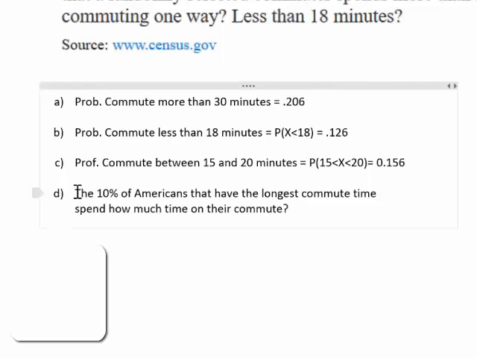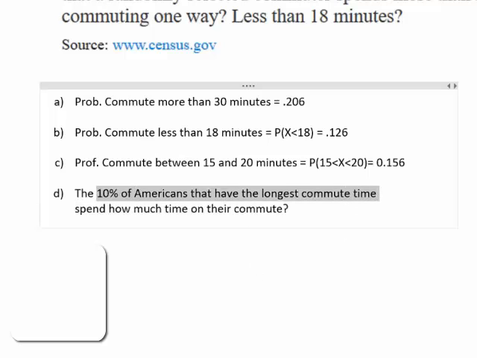Okay. And finally, this last one here is a very different question. It's not a probability question. It's not asking us what percentage. It's asking us really about the commute time itself. The 10% of Americans that have the longest commute time spend how much time on their commute? So this is asking us, remember that X is commute time, and they're asking us for the value of that, and they're relating it to the top 10%, or the 10% of Americans with the longest commute.